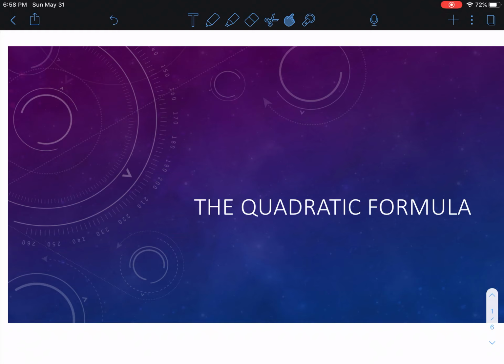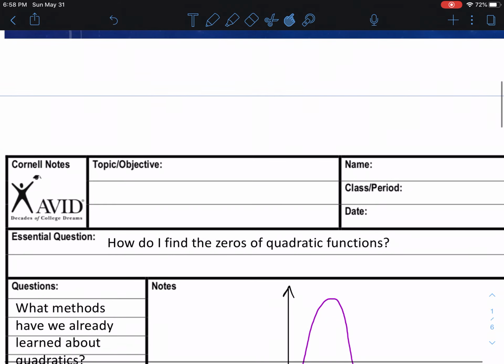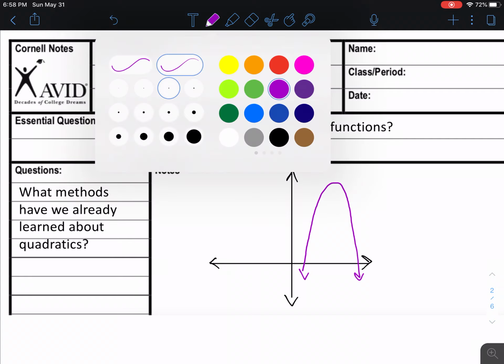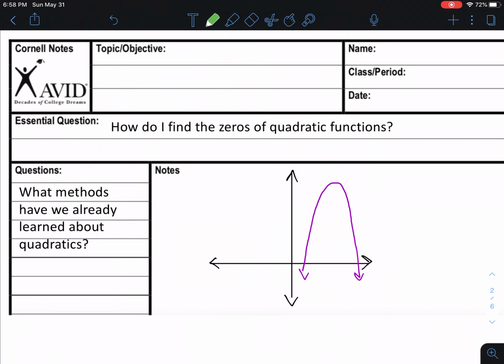Alright, in this lesson we're going to learn about the quadratic formula, maybe one of the most famous algebraic formulas. The quadratic formula is used to find zeros of quadratic functions. So let's look back at what we've already learned. We have learned how to find quite a few things.